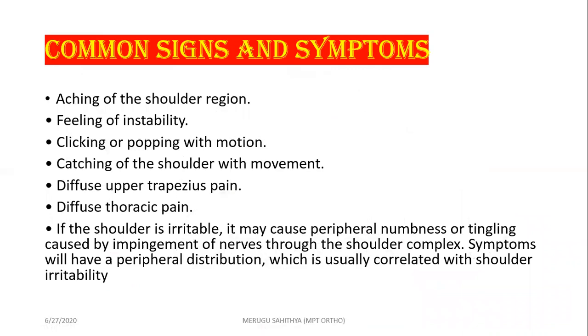Coming to the signs and symptoms of SLAP tears: aching of the shoulder region, feeling of instability, clicking or clunking, popping with motion, catching of the shoulder with movement, and diffuse upper trapezius pain, diffuse thoracic pain. And if the shoulder is irritable, it may cause peripheral numbness or tingling, causing impingement of nerves through the shoulder complex. Symptoms will have a peripheral distribution, which is usually correlated with shoulder irritability.